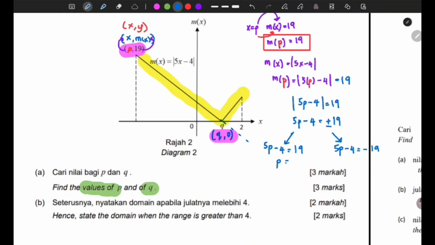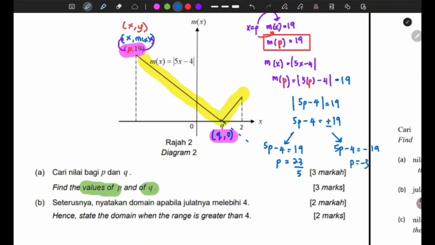So you press your calculator, take 19, the minus 4 shifts this side and becomes plus 4, and divide by 5, it will become 23 over 5, which is 4.6, or you can just write 23 over 5. And for this side, your negative 19, you add 4 and divide by 5, you get negative 3.